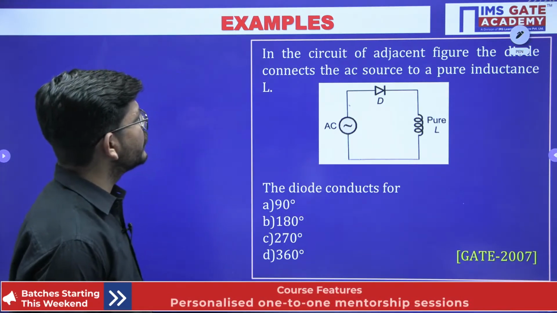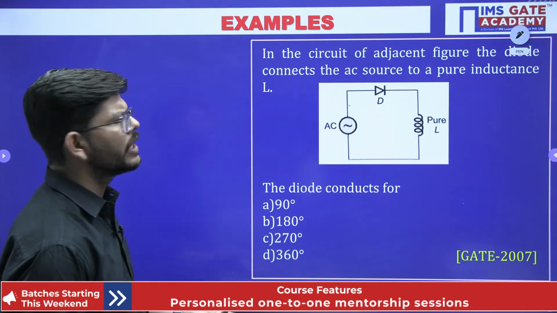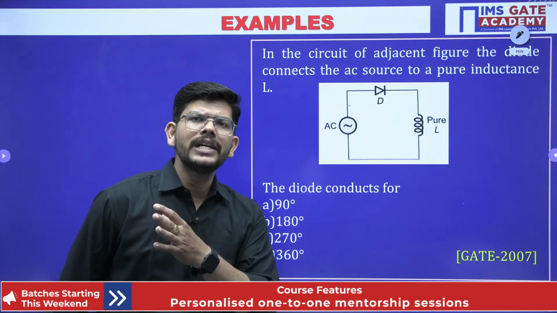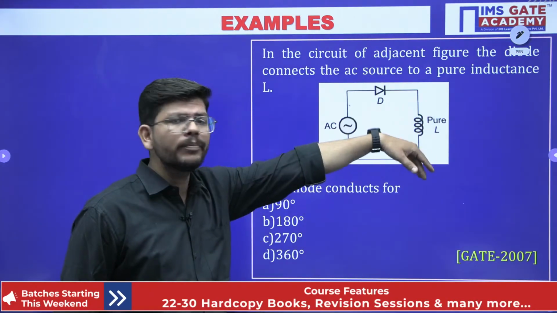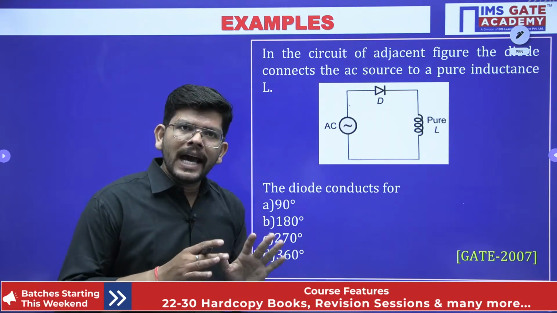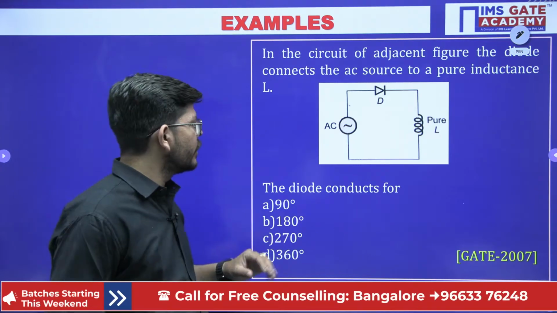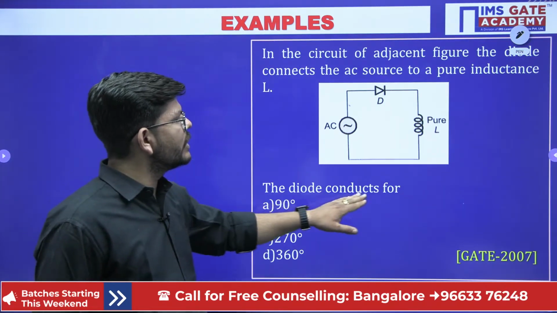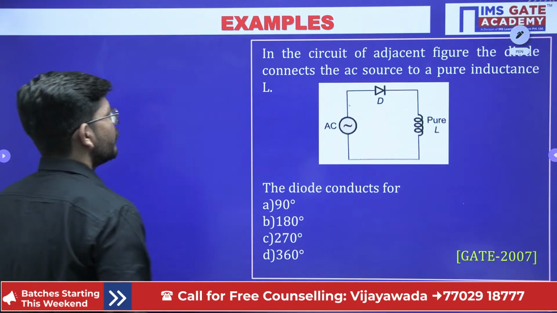In the circuit of the adjacent figure, the diode connects the AC source to a pure inductor. So whatever we have done is for DC. What if the source changes to AC and we have here pure inductance, R is also not there? What do we have to do? The analysis remains the same. Whatever we have done, we will be doing the same thing here as well. What we have to find is the duration for which the diode conducts, we have to determine that.